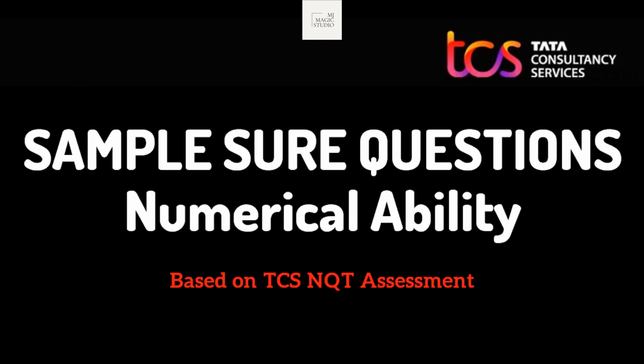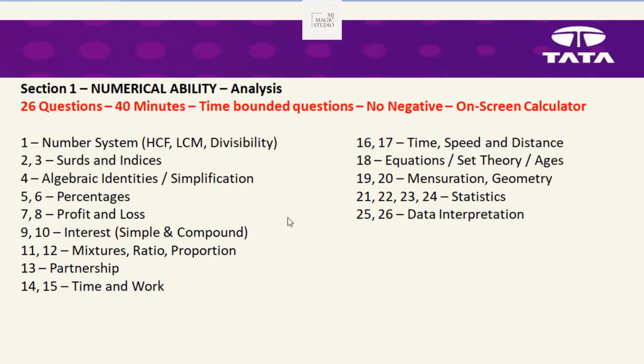As far as the pattern is concerned, section 1 numerical ability would contain 26 questions which we need to answer in 40 minutes. These are time-bounded questions. That means for each question they will give you a timer. It is not a sectional timing, it is a per-question timer. On the top of the screen, you may find that with each question you have a timer, and in that particular time itself, you have to answer the question. If you are not able to answer the question in that time, that question will be removed and you would be on the next question screen.